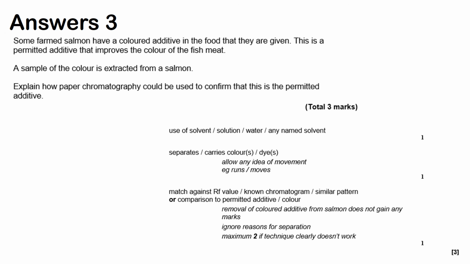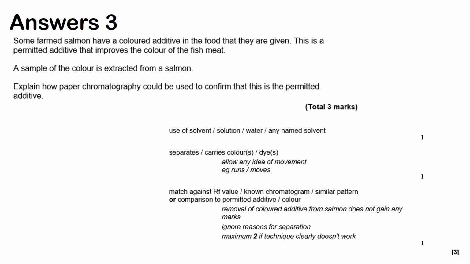So a sample of the colour is extracted from a salmon. Explain how paper chromatography could be used to confirm that this is the permitted additive. Okay, so you're making sure here that that is the additive that's allowed, it's not a different additive, a cheaper additive that they're adding instead. So explain how paper chromatography could be used.